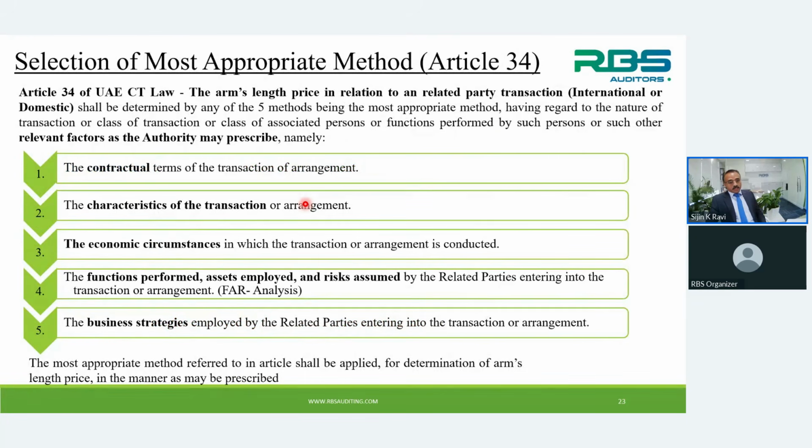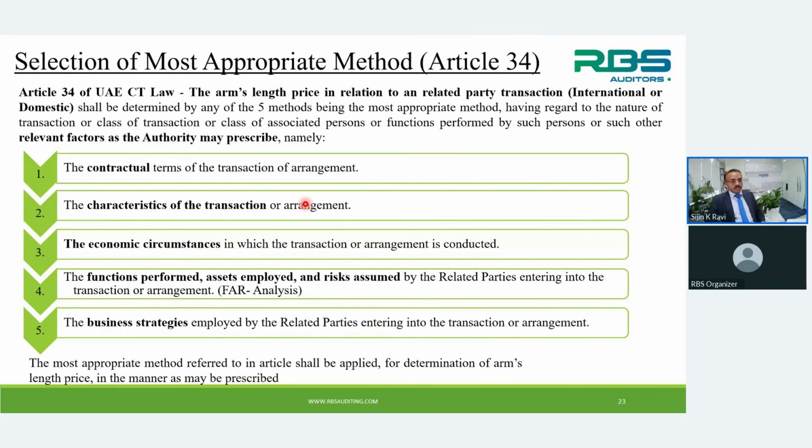Article 34 of the UAE CT law clearly mentions there are 5 different methods to arrive at the transfer price, the arm's length price, along with different factors. There are 5 factors.